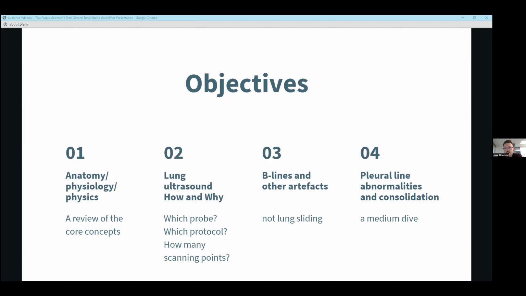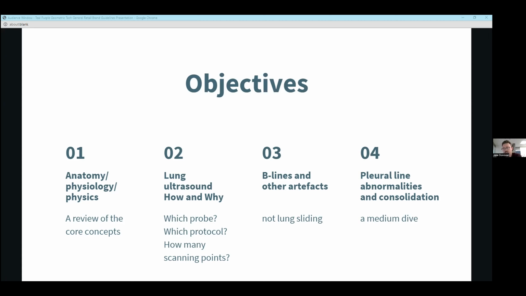That's going to be very short and to the point, and hopefully won't be telling any of you how to suck eggs. We're going to talk about lung ultrasound, how and why, so which probes to use, which protocol, if any, to use, how many scanning points you should use, topics like that. Then I'm going to really focus in on B lines, and a couple of other artifacts will be mentioned, but as I said, no lung sliding, no pleural effusion. I'm going to really focus in on pleural line abnormalities and consolidation.